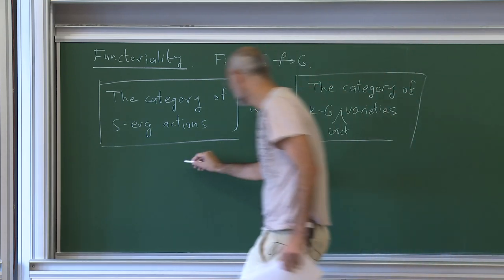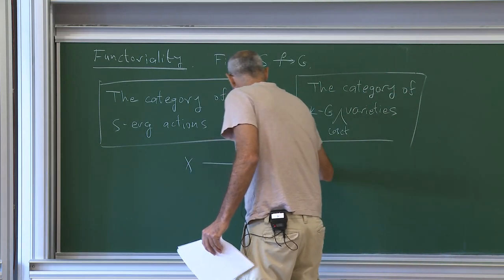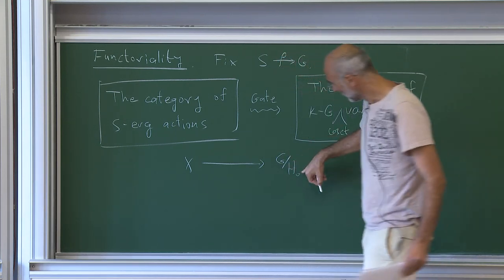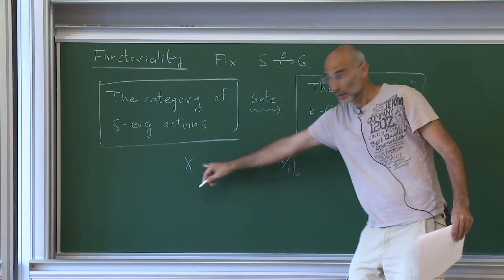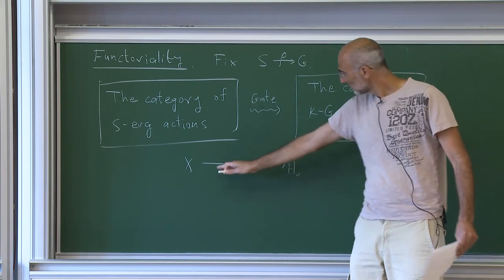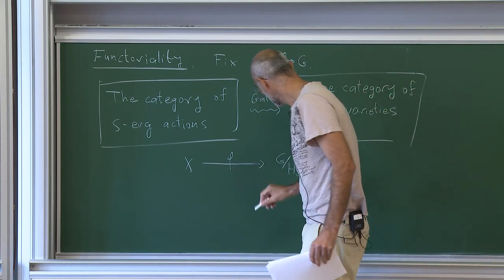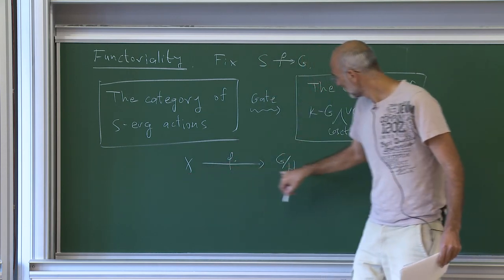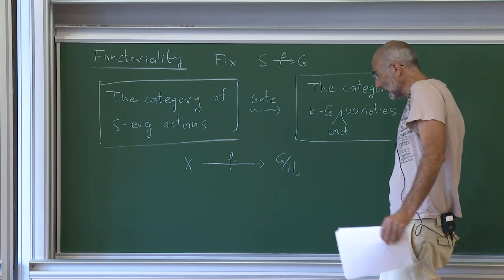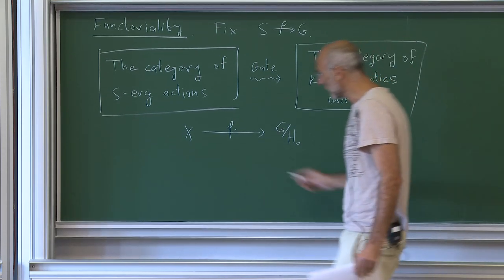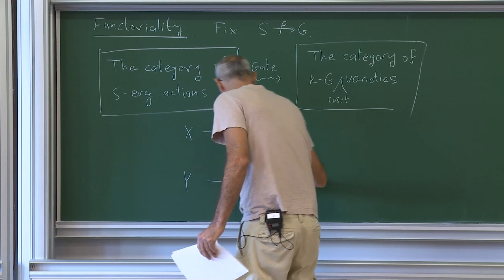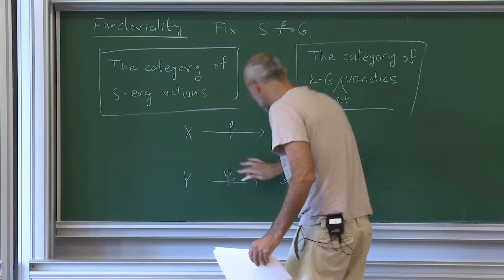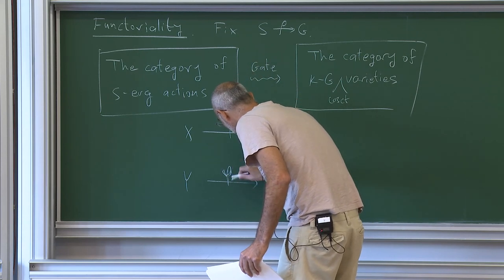So for X, not only did we find a space, in fact, we find a map between them, but now just don't care too much about this map. We just assign to X a guy G mod H. And if we had another guy Y, then we would get some G mod H, let me number it.